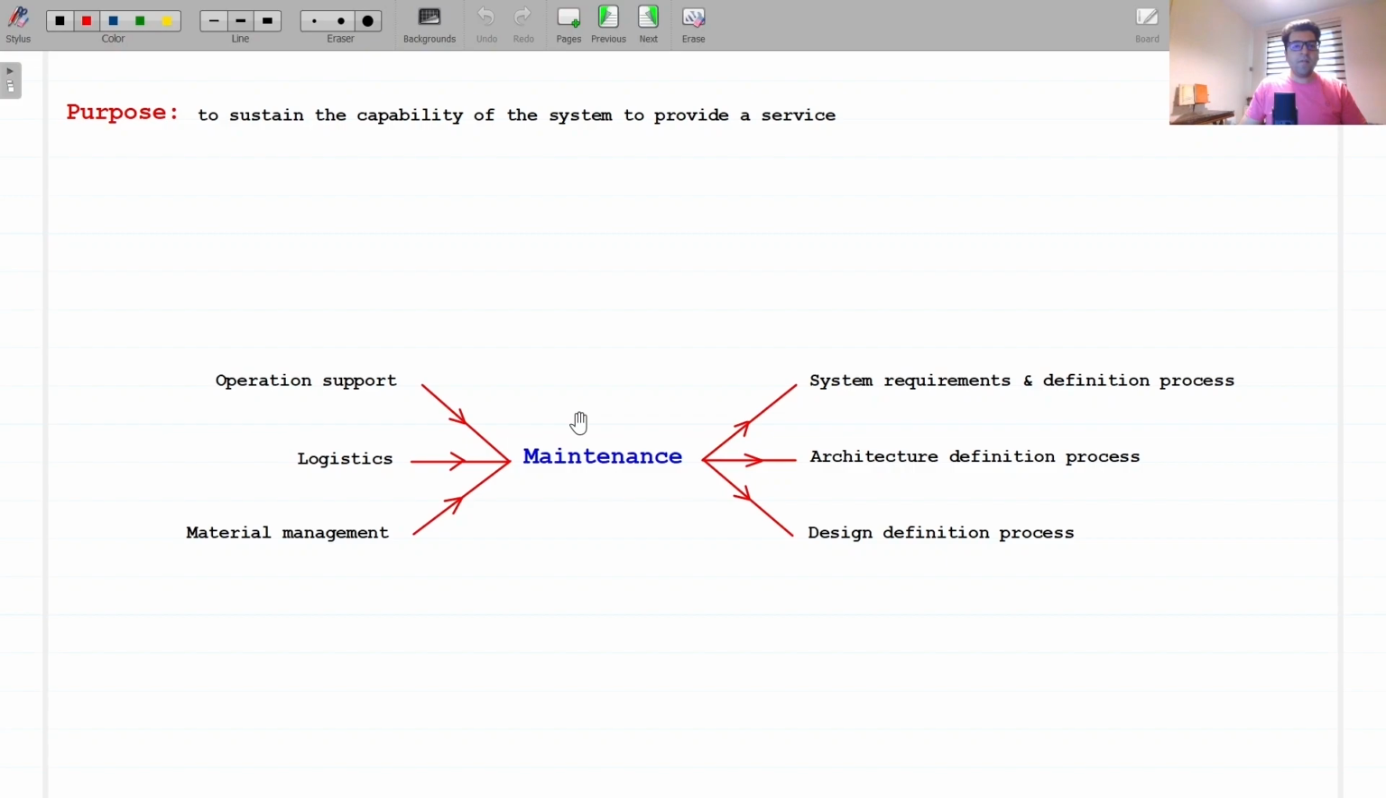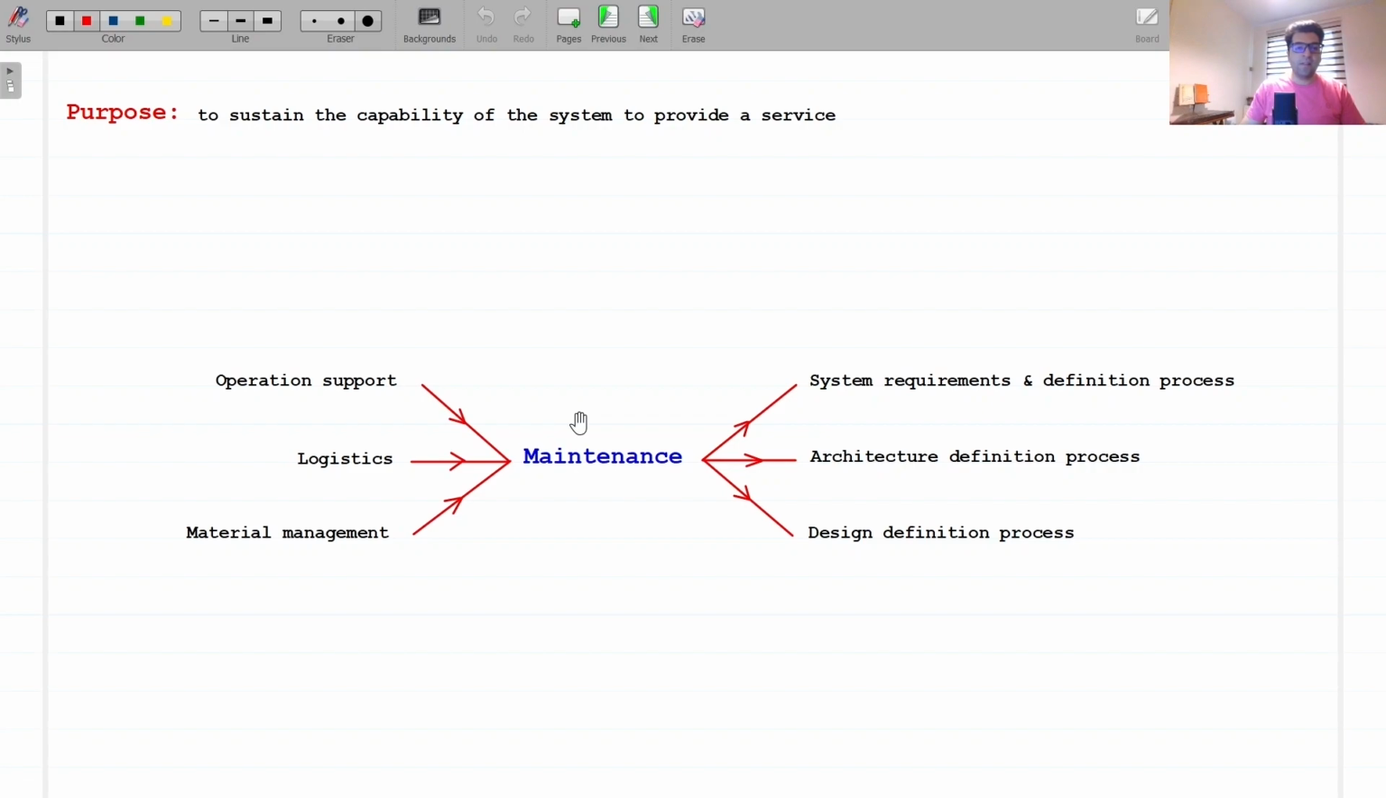The purpose of the maintenance process is to sustain the capability of the system to provide a service. Maintenance includes the activities to provide operations, support, logistics, and material management. Based on feedback from ongoing monitoring of the operational environment, problems are identified and corrective, remedial, or preventive actions are taken to restore full system capability.